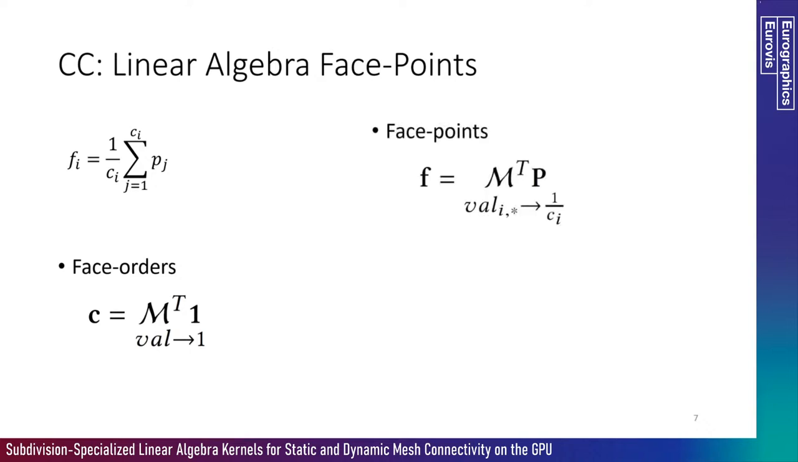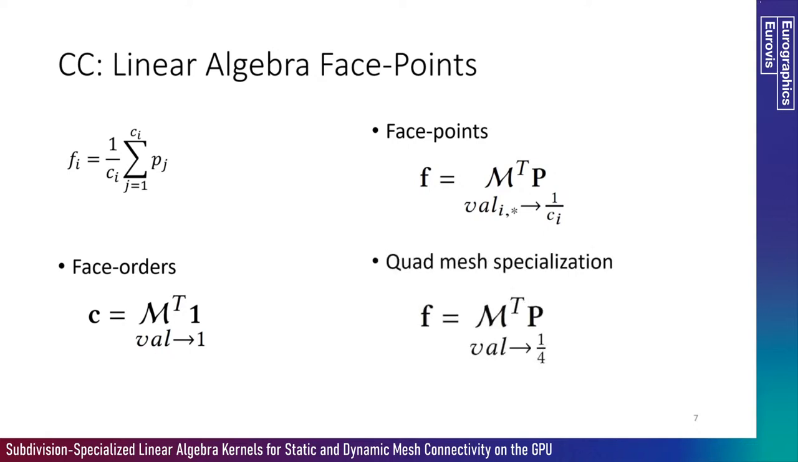A mapped multiplication of the transposed mesh matrix with the positions efficiently computes the face points. We substitute each value in a column by the reciprocal of the corresponding face's order to average the face's vertices to a face point. As from the second iteration on, all faces in the mesh are quads, we can omit the computation of face orders and substitute all values by 1/4.